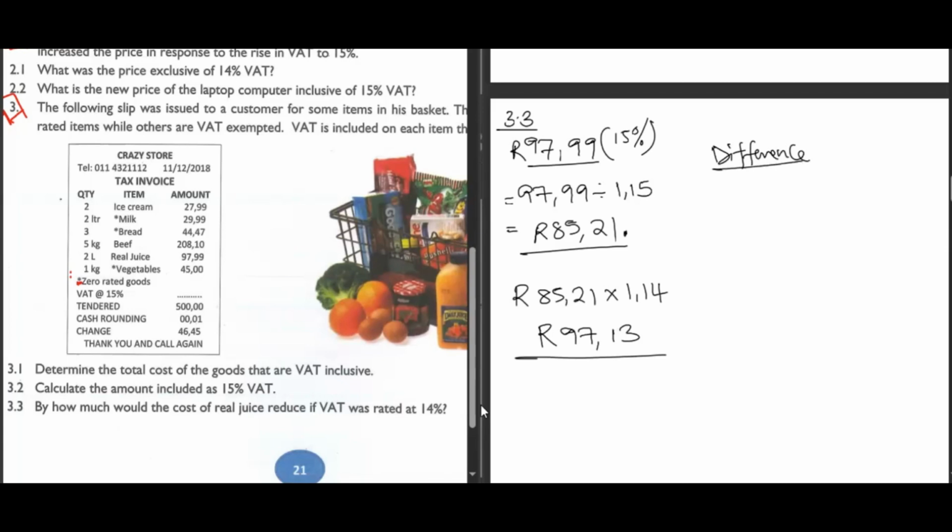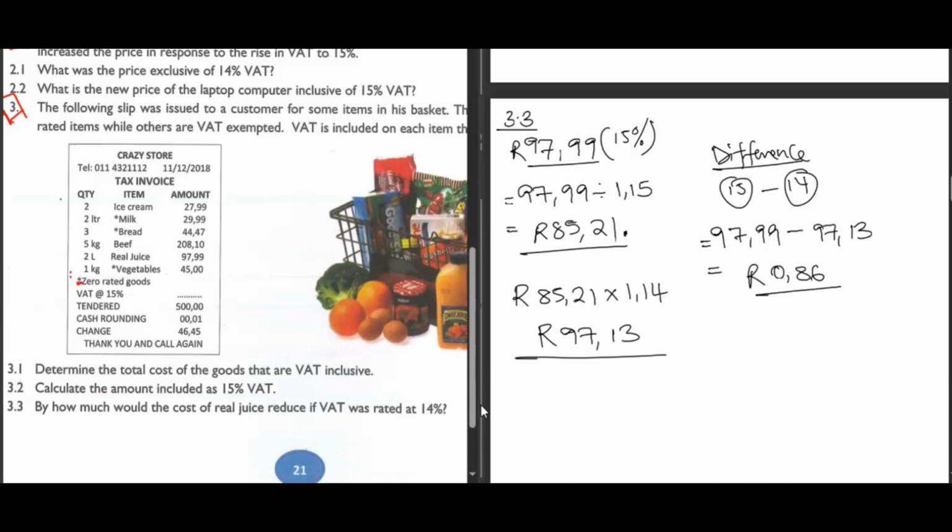So the difference will be the one with 15% minus the one with 14%. By how much will it reduce? That's what they asked us. So we shall take 97 rands 99 cents minus the 97 rands 13 cents. The final answer, you have it as 86 cents. So it will reduce by 86 cents.